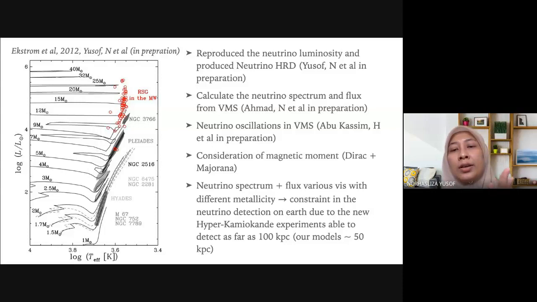And why we are working very hard on this, because I think in a few more years, the new Hyper-Kamiokande can be able to detect as far as 100 kiloparsec, where our model that I just showed you, the one that we predict for the pacing supernova, the location of the star is around 50 kiloparsec. So that's why we see that we can contribute to the constraint for the observation of the stellar neutrino flux. Okay, thank you everyone.